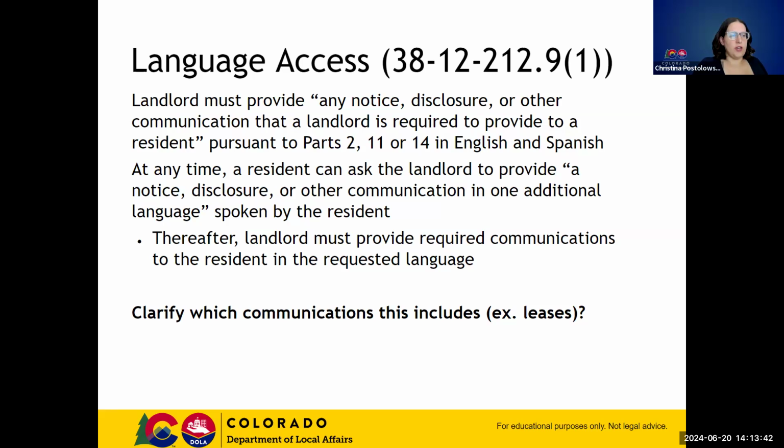Good question, comment: are they required to do leases in other languages? My initial thought is yes, because a lease would be a notice, disclosure, or other communication. But we can look into clarifying that further.